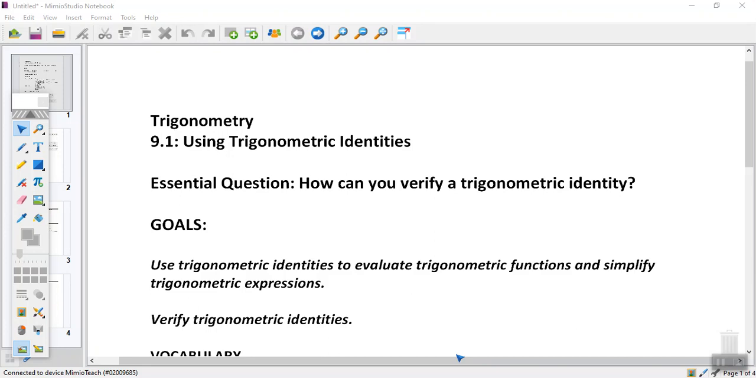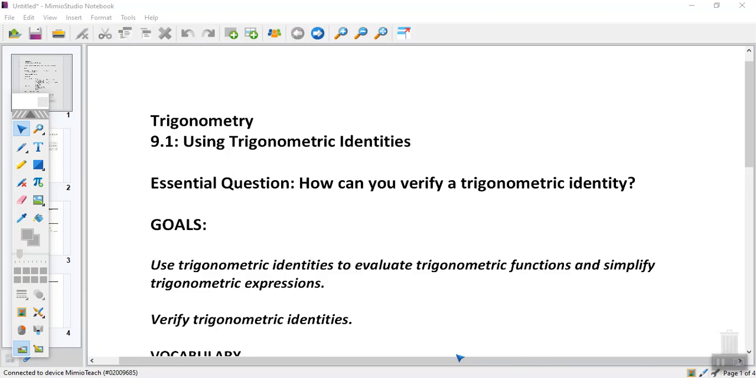Right, so guys, like I said, 9.1 is kind of where things are going to start to get a little tricky for us when we start talking about some identities. This sheet is going to have a lot of rules on it that you're going to want to refer to in terms of the identities that we're going to deal with. But 9.1 is titled Using Trig Identities. How about a volunteer to read this for me?